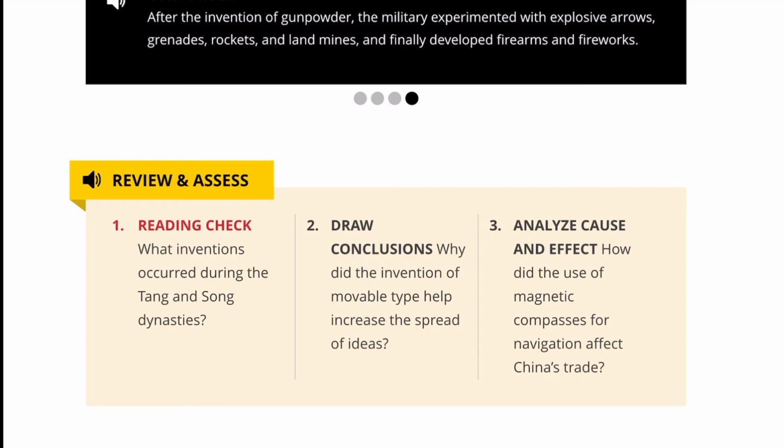Now let's go to the review and assess questions. Number 1, reading check. What inventions occurred during the Tang and Song dynasties? Number 2, draw conclusions. Why did the invention of movable type help increase the spread of ideas? And number 3, analyze cause and effect. How did the use of magnetic compasses for navigation affect China's trade?